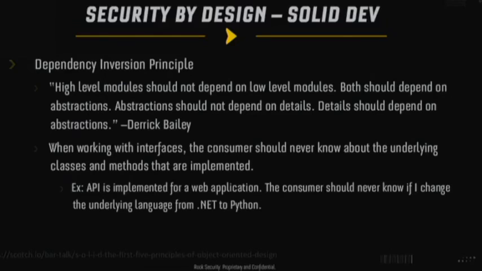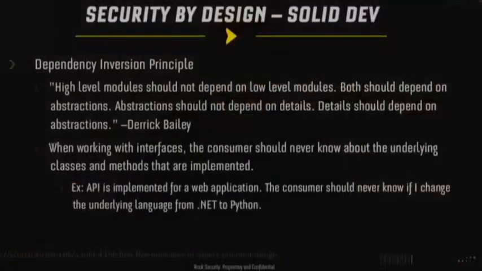This has to do with the idea of coupling and how tightly coupled your system is. So an example here: if you have an API that's implemented for a web application, the consumer shouldn't know if I decide to change it entirely from being written in .NET to being written in Python. As long as what you're receiving from me from an API perspective remains the same, as long as you're receiving the same data structure, it shouldn't matter to the consumer.